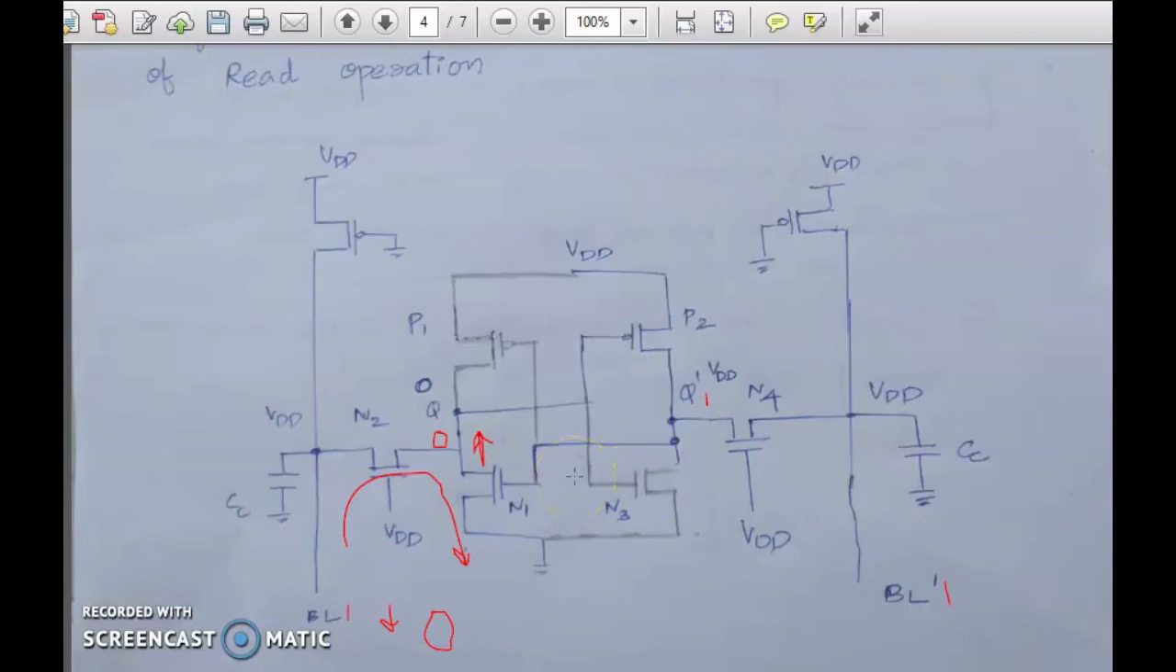So for this not to happen, make sure that this N1 transistor is stronger than the N2 transistor. Then this problem will not be there. So while designing this SRAM cell, you should make sure that the NMOS transistors of the inverter are stronger than the access transistors. The same applies over here also. N3 should be stronger than the N4 transistor. So this was read operation.